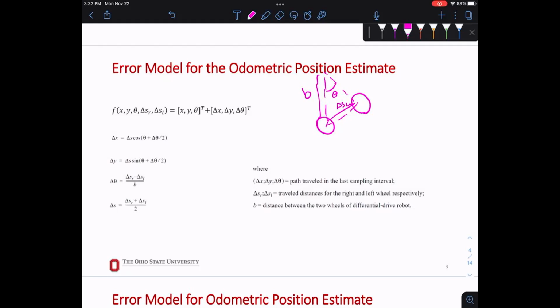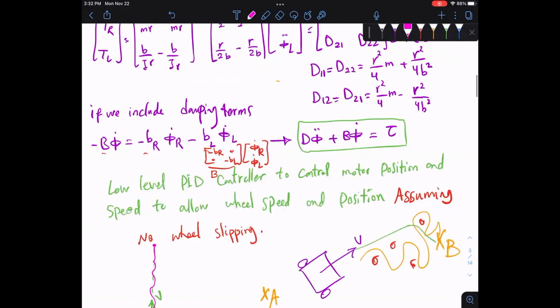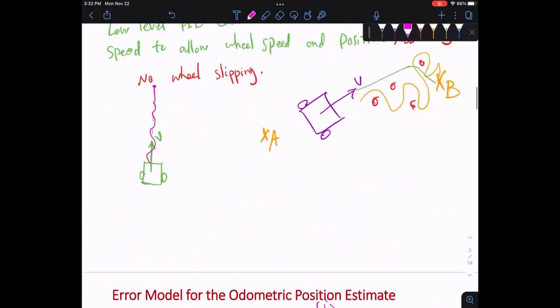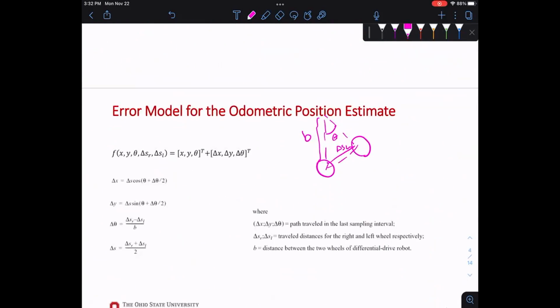Now, delta X, delta Y, delta theta is the path traveled in the last sampling interval, right? It could be the error, it shouldn't happen, or is part of the plan. We don't know. We're just going to call it the increment that happened, right? So you're from an initial position, X, Y, and theta, and you're moving to the next incremental position. Delta S and SR and delta SL, travel distance for right and left wheel, and B is the distance between two axle, which I have already, I think, mentioned it here, red. Yeah. So I called it 2B there, here, just B.